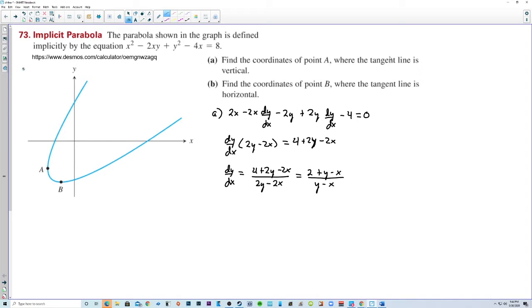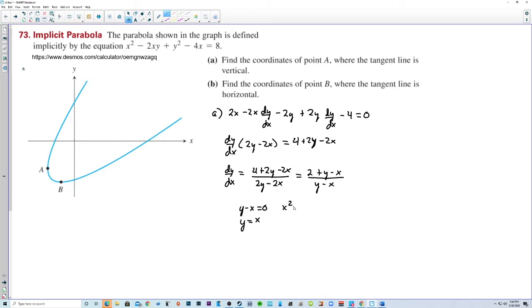Now we want to know where the tangent line is vertical. So we're going to set the denominator equal to 0. So that means y is equal to x, and that'll make the denominator 0. So let's go back to the original and plug x's in for all of the y's.